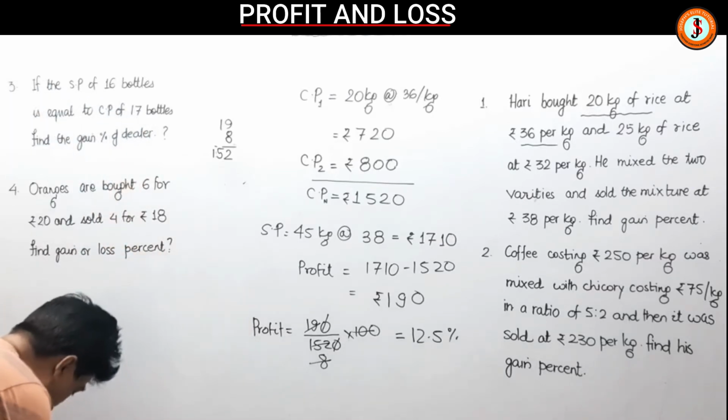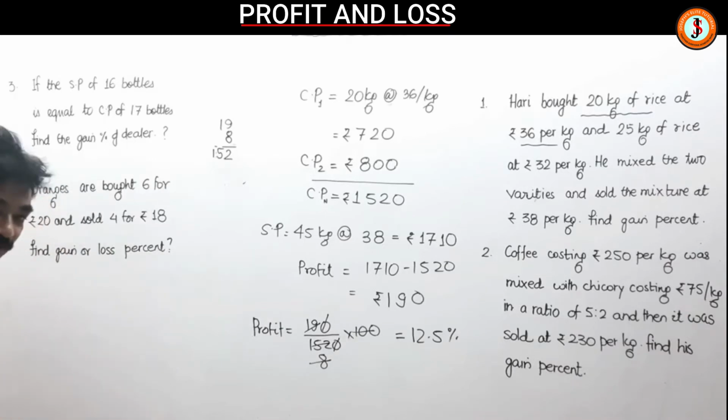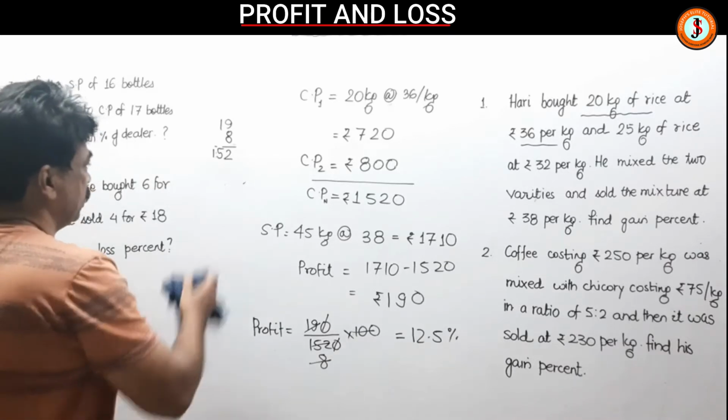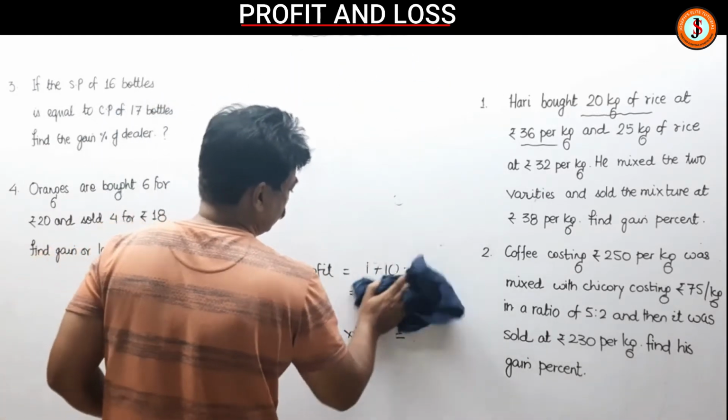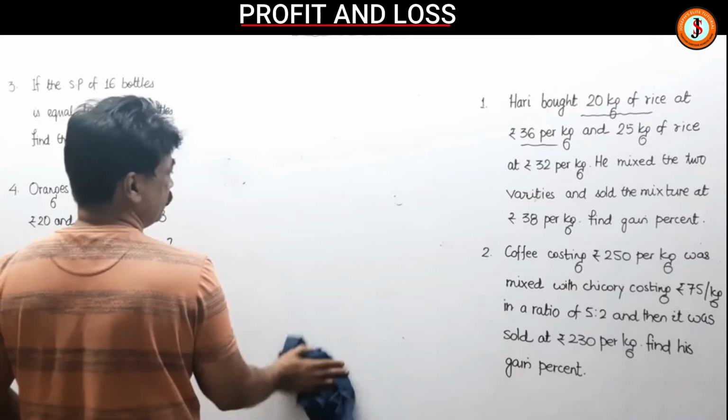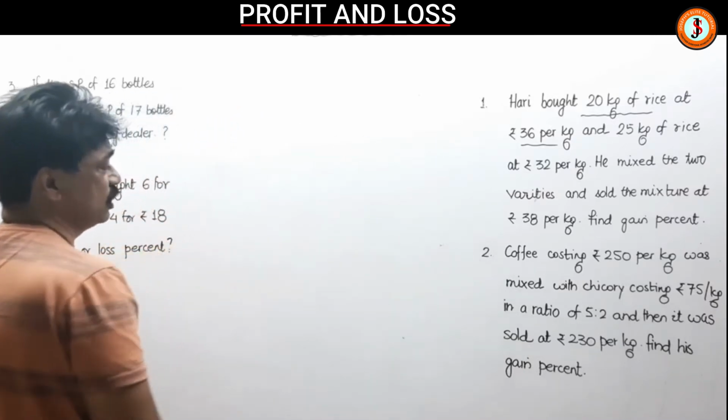Don't mind about my calculation, because sometimes I try some faster method, but sometimes it backfires. So it's okay. Now we go for the second question. As I said, find out the CP and the SP of the same quantity.